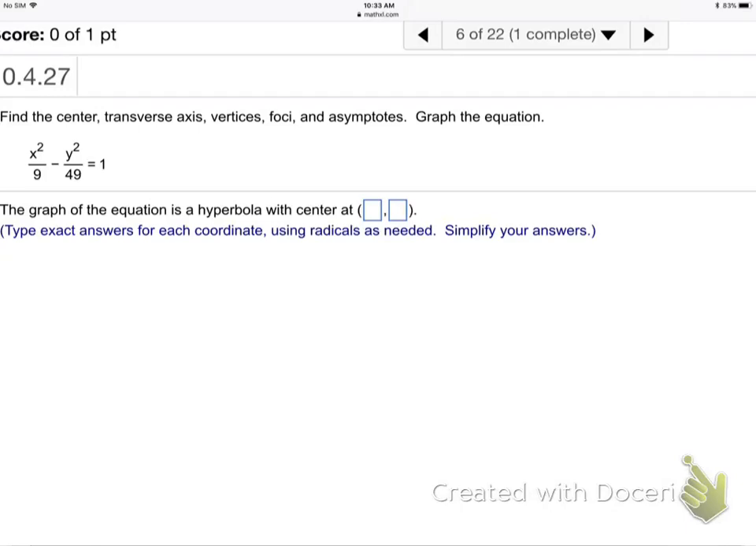All right, so number 6 here. x squared over 9 minus y squared over 49 equals 1. Can you start to graph that one? Let me give you a minute on that. I think you'll get more out of it instead of me just jumping in. So go ahead and start the graph on that one.